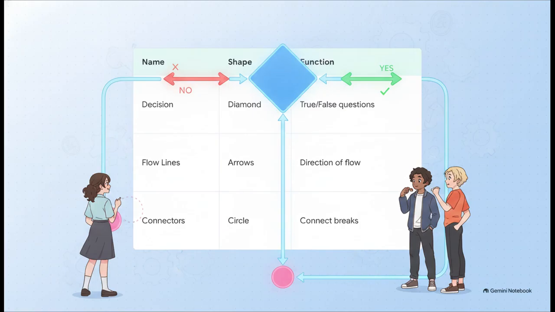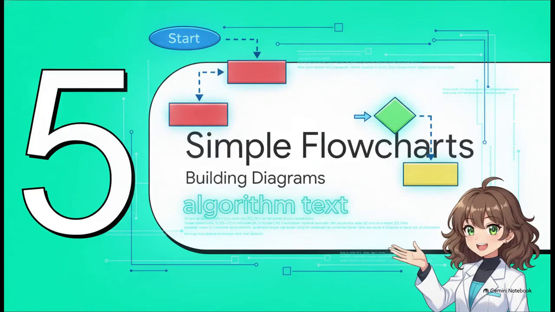Next, we have flow lines, which are simply arrows. They connect all our symbols together and show the exact direction the program is flowing. And finally, connectors, which are small circles. If your flowchart is getting super long and has to break to another page, you just use a little circle to connect them up. Let's move right into our next section and see how all this builds into something amazing.